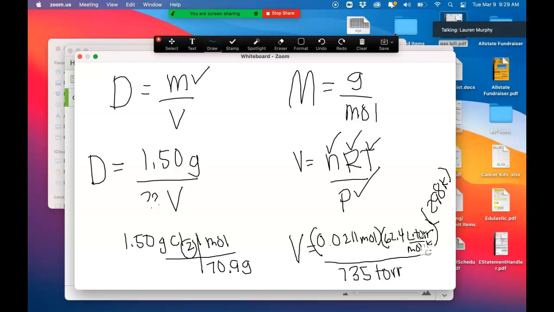Okay? So look, torrs cancel, moles cancel, Kelvin cancel, and you're left with liters, which is a unit for volume. So you take these numbers, calculate them out, and the volume I got is 0.535 something liters. I just keep the whole number in my calculator. I had to make that smaller in order to fit it, but you just try to keep the whole number in your calculator, even if you write it out smaller.